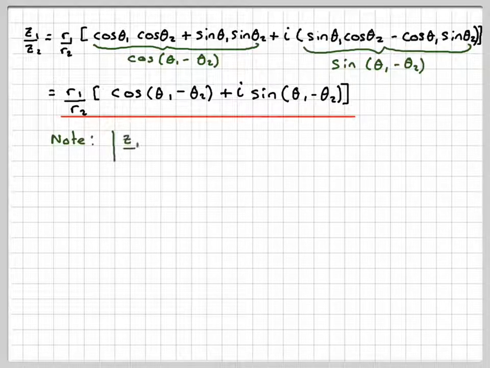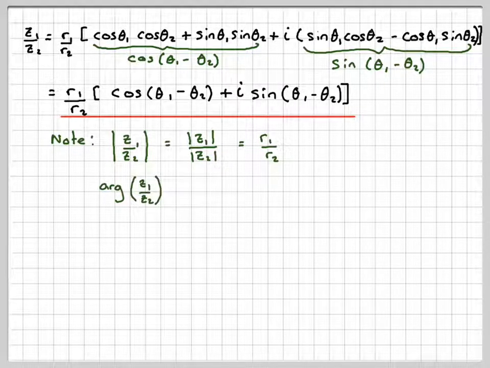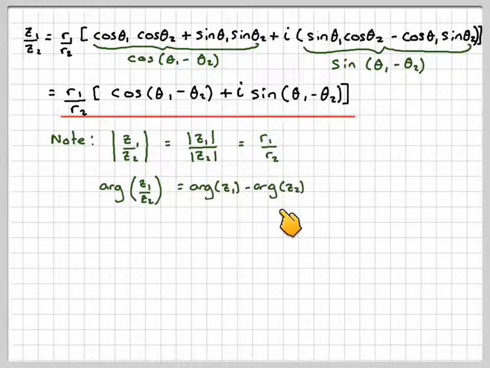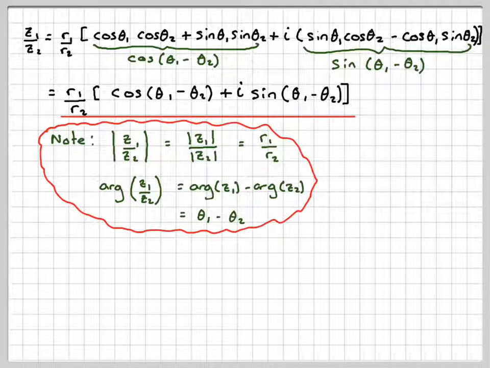We note from that, if we do the modulus of Z1 divided by Z2, it's the same as doing the modulus of Z1 divided by the modulus of Z2, which is the same as R1 over R2. And for the argument, the argument of Z1 over Z2 is the argument of Z1 minus the argument of Z2, which is theta 1 minus theta 2. Now, we can look at this with an Argand diagram.